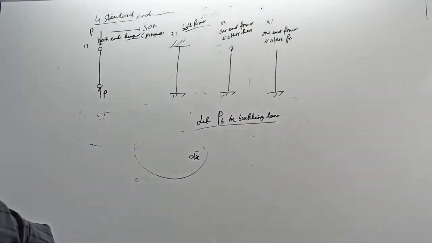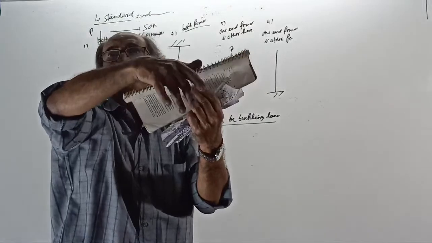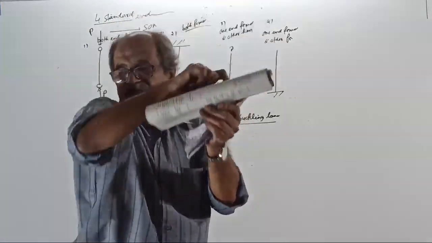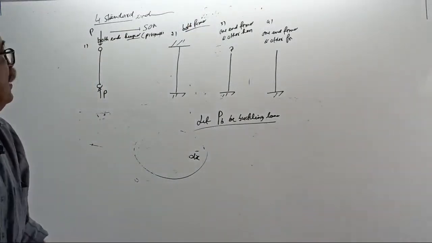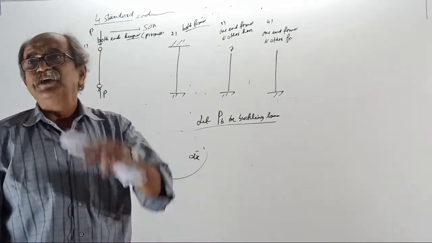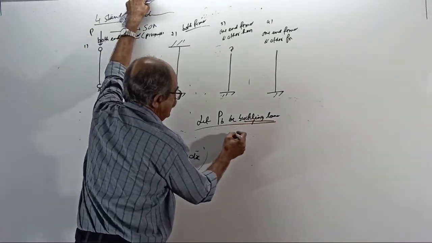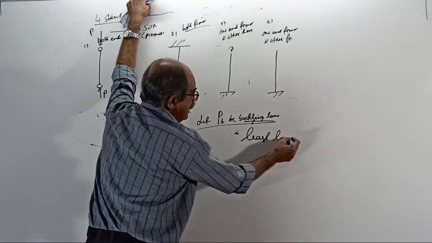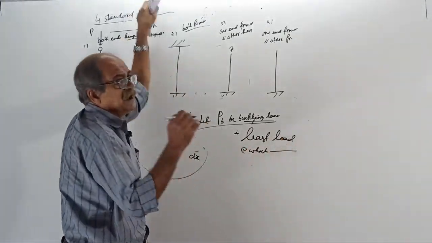Or I will take this book and apply 100 kgs. How do I apply? Heavy load by a machine. Is 100 kg the buckling load? No. Buckling load is the least load at which the column will start buckling.